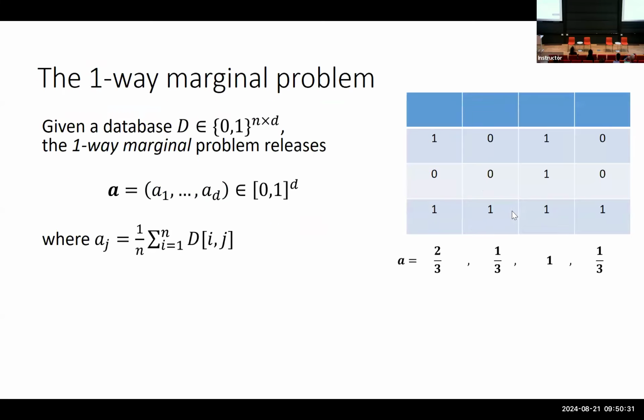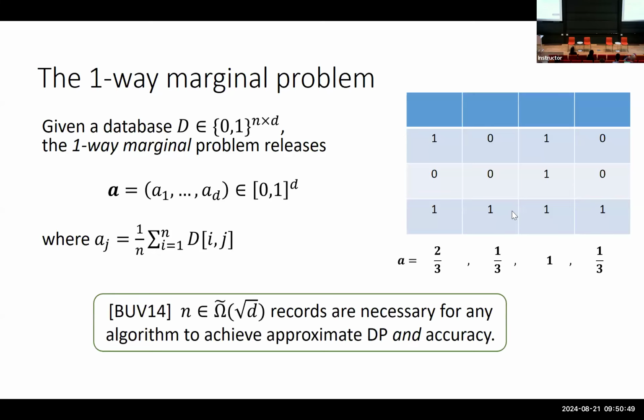Our problem is based on, surprise, the one-way marginal problem, because all the lower bounds somehow seem to come through that. The one-way marginal problem says that given a database as input, it releases the average of all the columns. There is a seminal paper by Bun, Ullman, and Vadhan that shows that for this problem, you need at least square root D records to achieve both DP and accuracy.